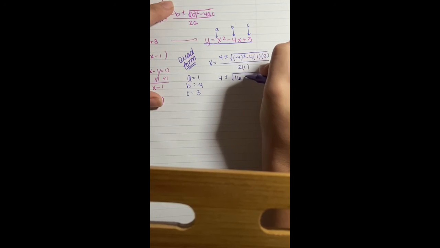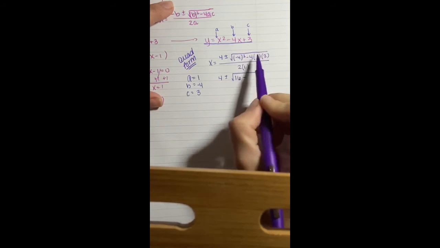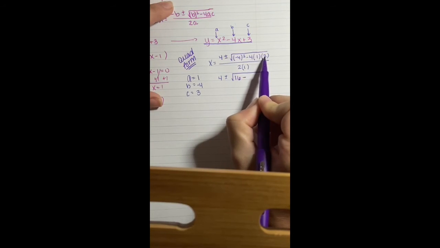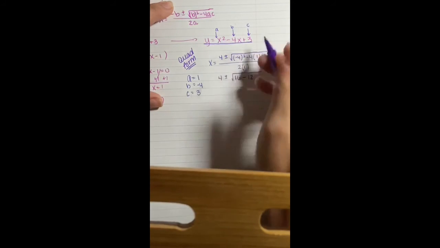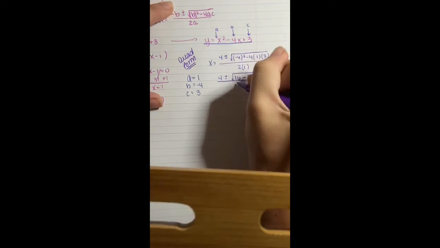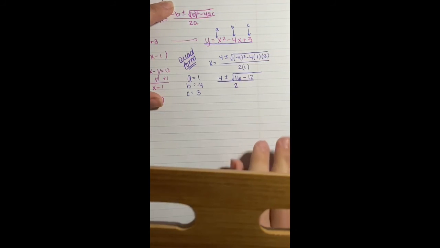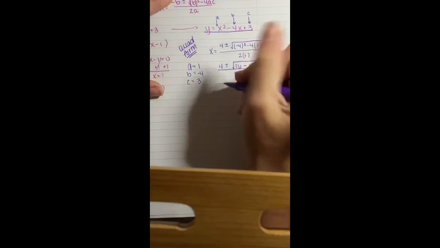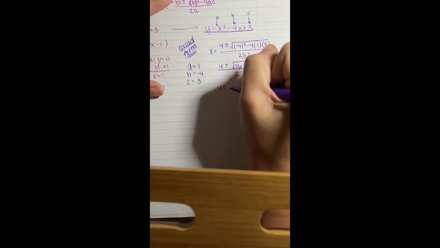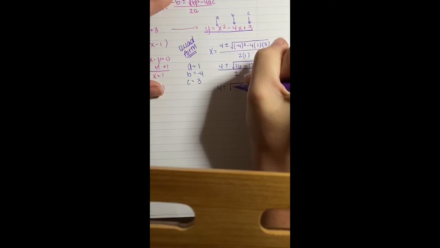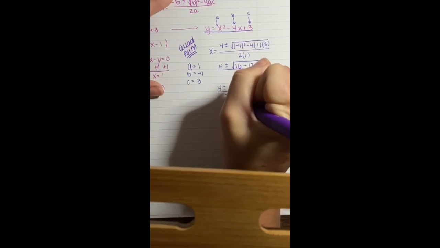So we have 16 minus negative 4 times 1 is negative 4. Negative 4 times 3 is negative 12. So we have 16 minus 12 all over 2. We're going to keep simplifying this. Okay, now I want to simplify what's under my radical. That gives me 4 plus or minus the square root of 16 minus 12, which is 4, all over 2.